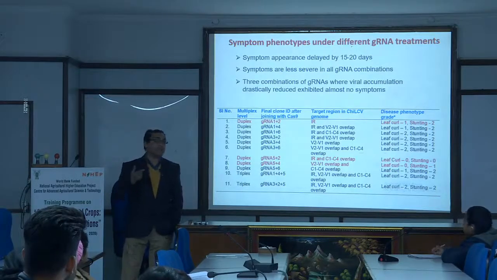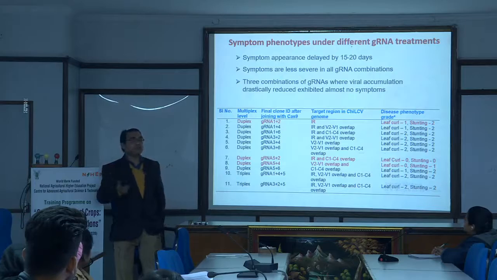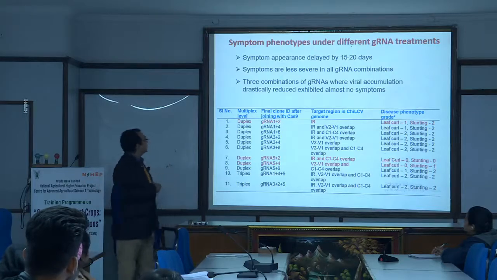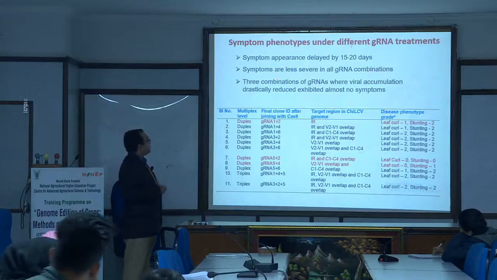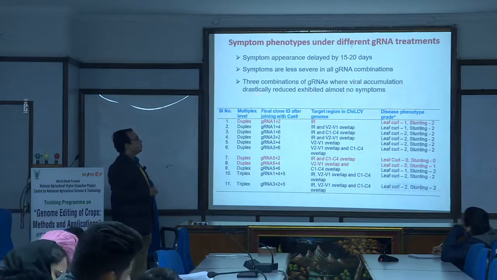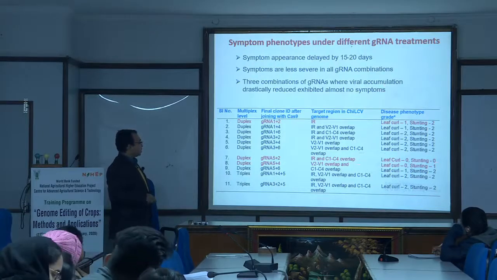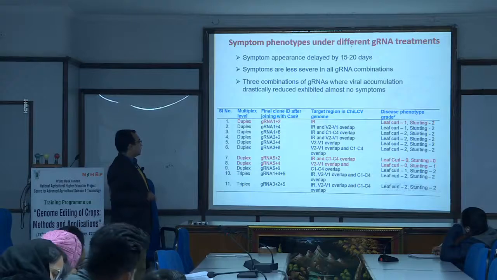So, it is only a transient inoculation, not even a transgenic plant. If it is a transgenic plant, definitely that will give you much more protection. Then symptoms are less severe in all gRNA treated conditions, and the 3 combinations of gRNAs where viral accumulation drastically reduced also exhibited almost no symptoms. So, these are the 3. Among these you can see leaf curl 0, stunting 0 in gRNA 5 plus 2.